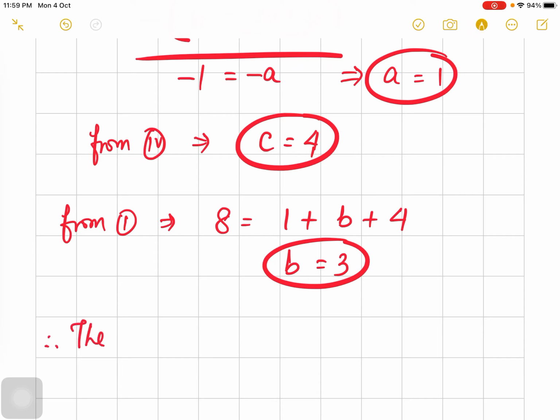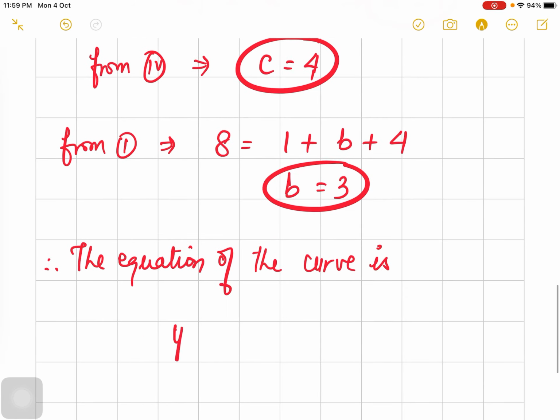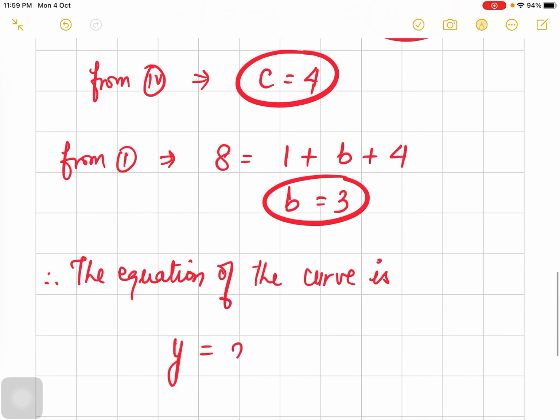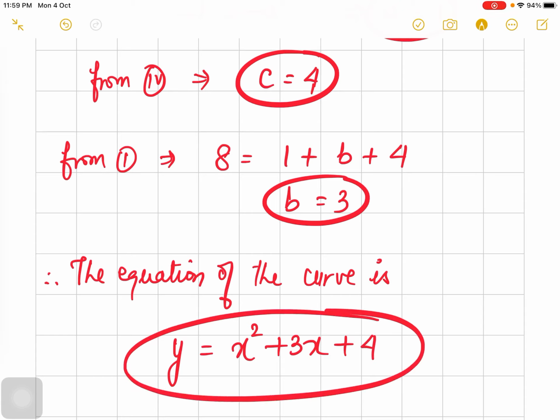These are the three important values, and now you can create your equation easily. Therefore, the equation of the curve, which is a quadratic curve, is y equal to ax square, that's 1x square, plus bx, that becomes plus 3x, plus c, that becomes plus 4. And this is your final answer. This is the curve that passes through the three given points.